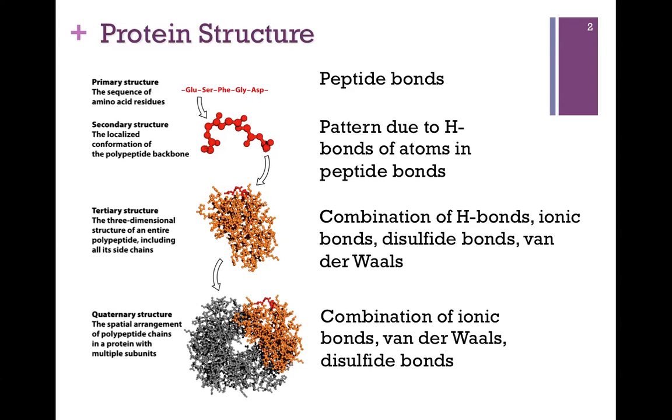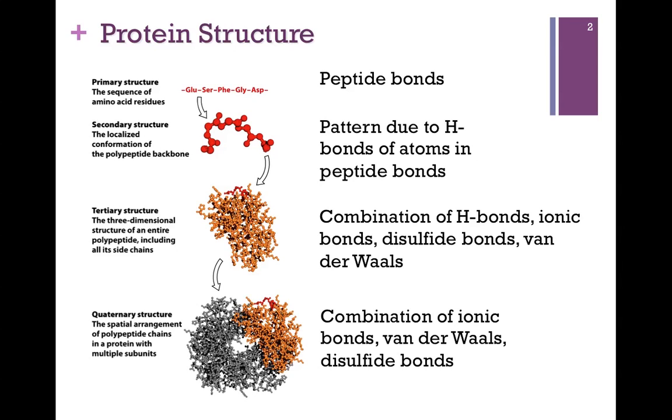Secondary structure forms as we start to form hydrogen bonds between backbone atoms. Finally, we have the tertiary structure. That's the final fold of the protein, and that's held together by a combination of hydrogen bonds, ionic bonds, disulfide bonds, and van der Waals forces. In other words, these are the possibilities. All proteins have at least these three levels of structure.